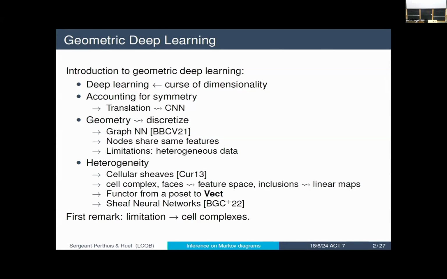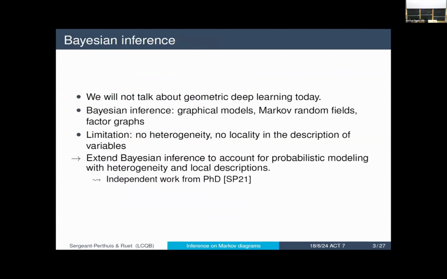This is basically your data input, and a way to learn on these data is to consider what is called a sheaf neural network. One limitation in this framework, at least from what I know, is that for higher dimensional objects, not graphs, you start from something that has a structure like cell complexes, and you don't consider any poset or any hierarchy. Bayesian modeling is very good at considering hierarchies in general. So the aim of the talk is not to do deep learning, but to do the other thing, which is Bayesian inference.